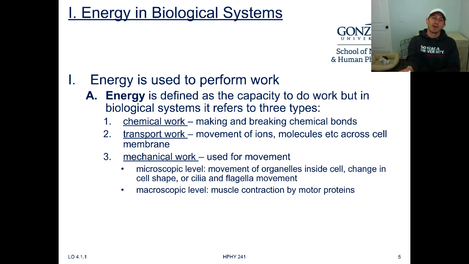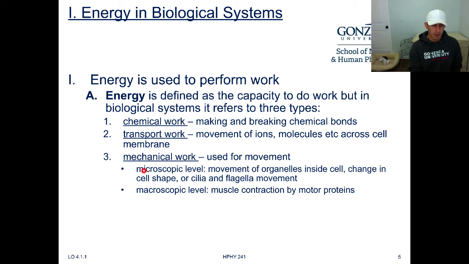But when we're talking about biological systems, there are three types of work that we can refer to. So there's chemical work, transport work, and mechanical work. This chapter is going to focus on chemical work, making and breaking of chemical bonds. However, very quickly, once we get into chapters 5 and 6, we're going to talk a lot about transport work, how cells allow or move ions across the cell membrane, and could also be within the cell itself.